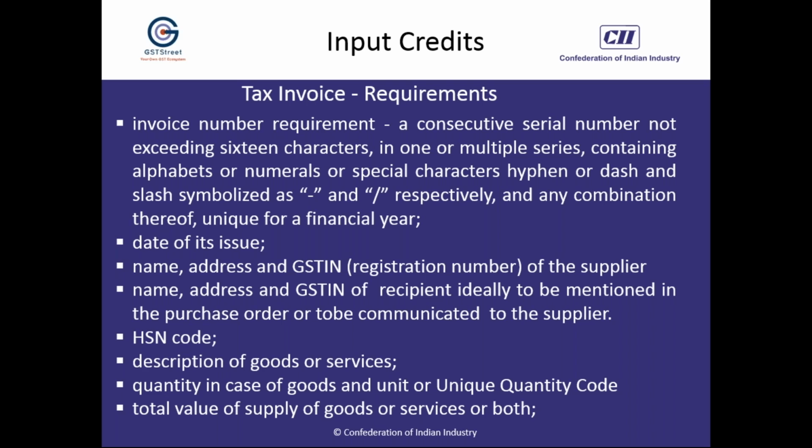Then there should be a date of issue, name, address and GSTN number of the supplier, and name, address and GSTN number of the recipient. Actually, the recipient should give all these details in their purchase order to the vendor, so that the vendor will take it from the purchase order and there should not be any confusion and any correction required further after raising the invoice. Then there should be the harmonized system nomenclature code of the goods or services, a description of the goods or services, quantity, maybe in units, meter, kilo, liter, whatever the quantity of the goods, total value of the supply of goods and services both, and the taxes shown separately. So that should be included in the tax invoice.